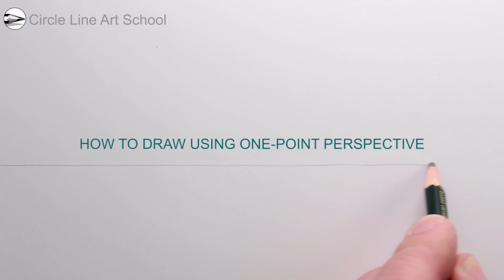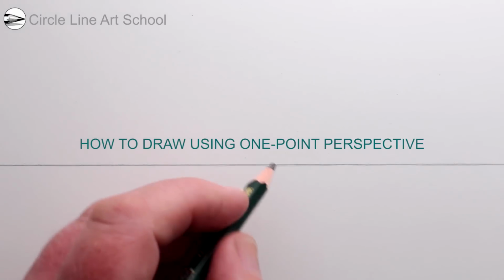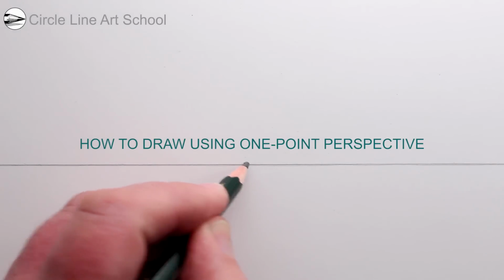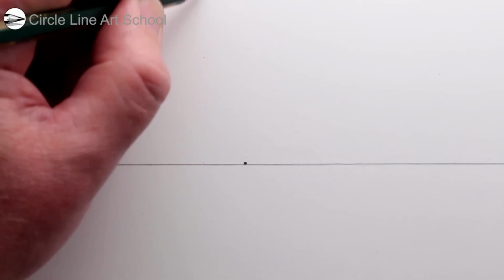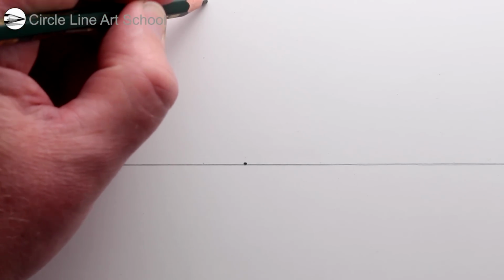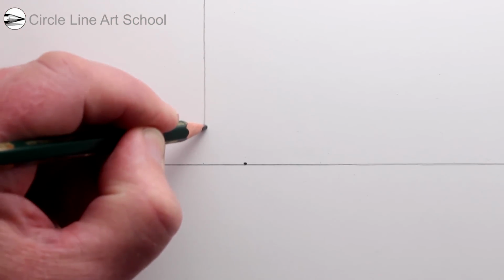To draw 1 point perspective, start by drawing a horizontal line across your page and then a vanishing point in the centre of the horizon line. Next, draw 2 vertical lines to the left of the vanishing point.